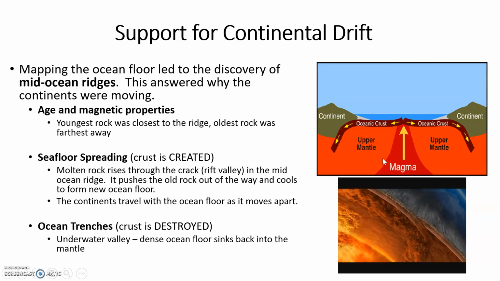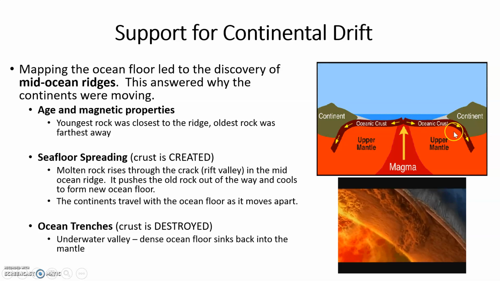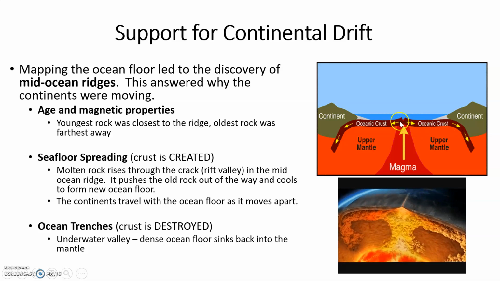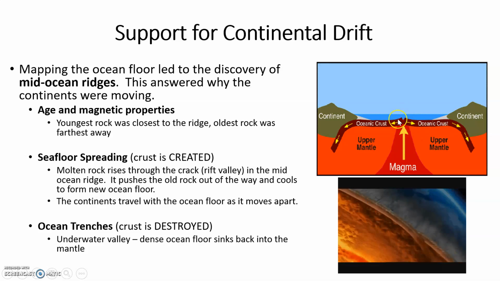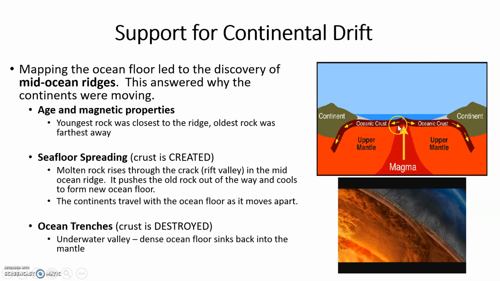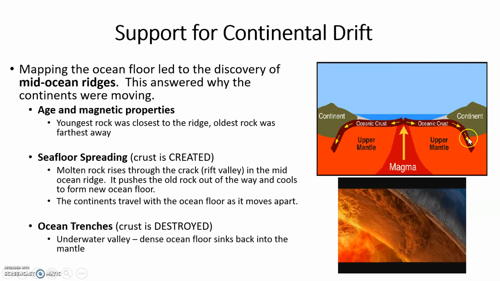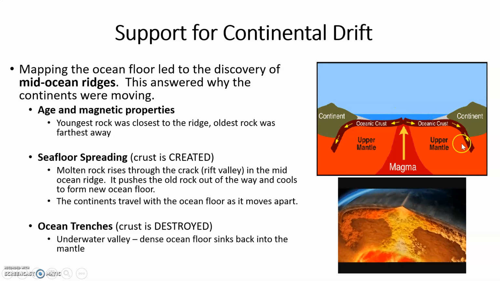They found the age and magnetic properties that would be found on the ocean crust here, that the youngest was closest to the ridge. So anything that was young was close here to the magma. The further away you would go, the older the rock would become.